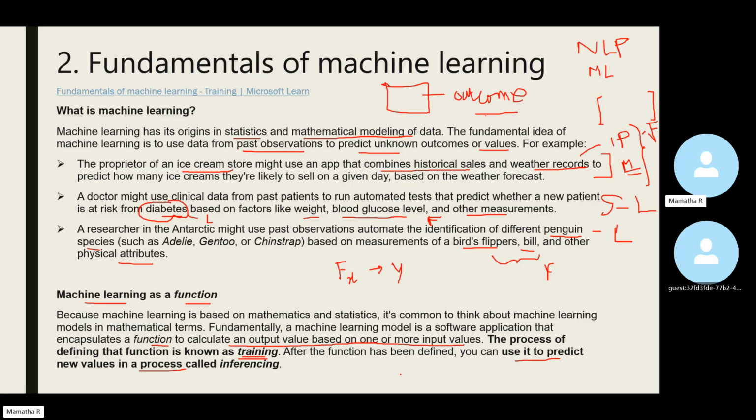So basically, these are the two different stages that I'll be doing. First stage is I train a model, then I am going to get a predicted value. For that, we are going to call it inferencing.